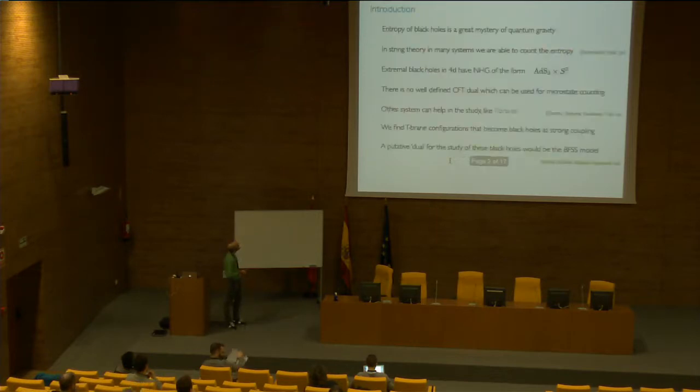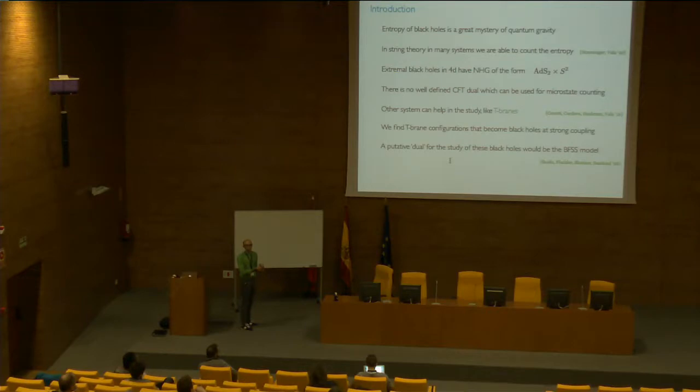So let me start by giving some introduction. So we know that the entropy of the black holes is in general one of the big mysteries of quantum gravity. Generally, it's something that is very difficult to understand, and classical GR really fails here. So in string theory, starting from '96 with the construction of the Strominger-Vafa black hole, we learned that it's actually possible to count the microstates of the system and therefore obtain the entropy.